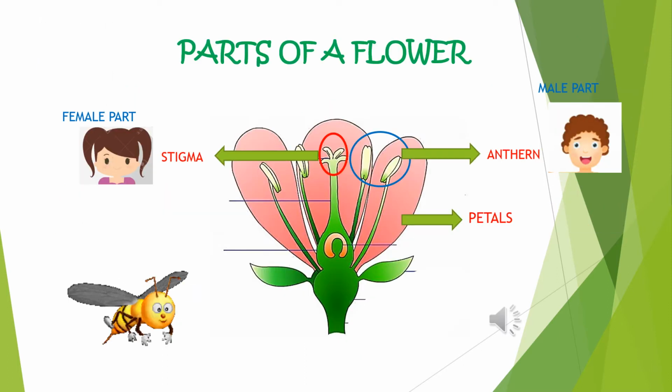As you know, a flower is a living thing and it has many different parts, but today we will focus on 3 of them. The petals, which are different colors and attract insects. The anther is the male part of the flower and the stigma is the female part.